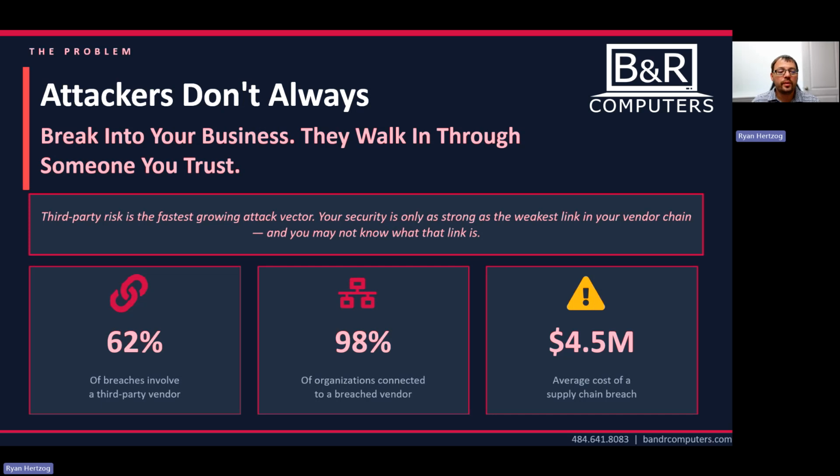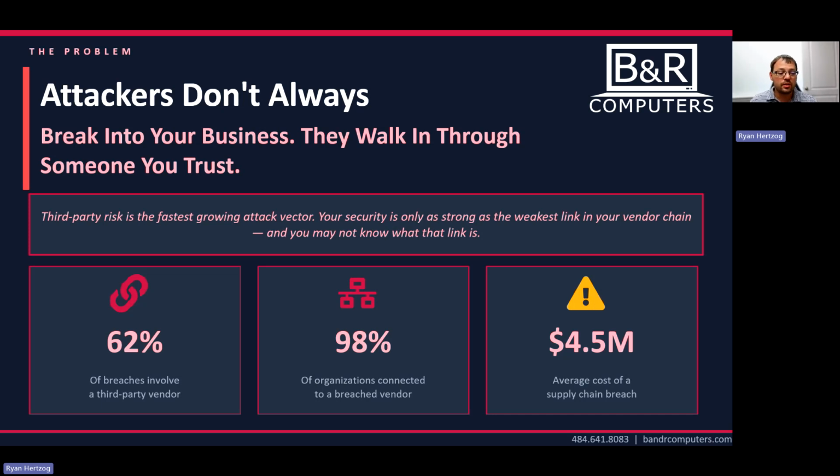So attackers don't always break into your business. Sometimes they can walk in through someone that you trust. Third-party risk is the fastest growing attack vector. Your security is only as strong as the weakest link in your vendor chain, and you may not know what that link is. Your business can be as secure as possible, but you can still be vulnerable if one of your vendors becomes compromised.